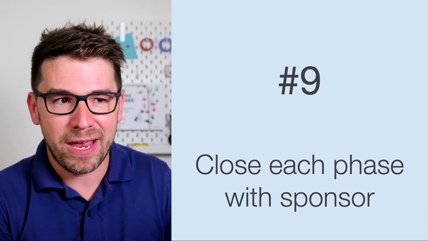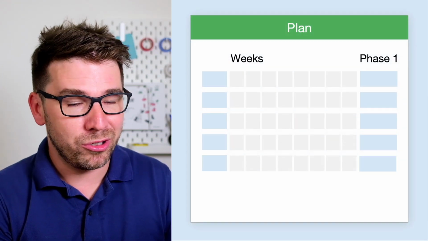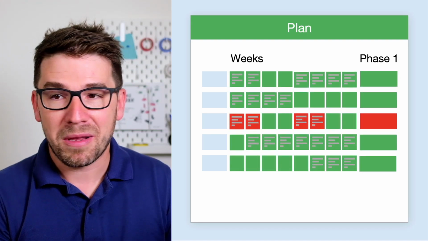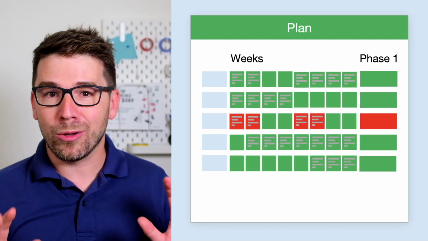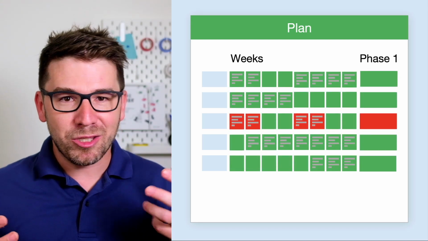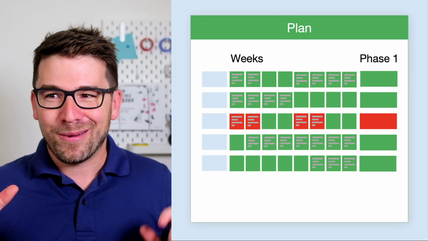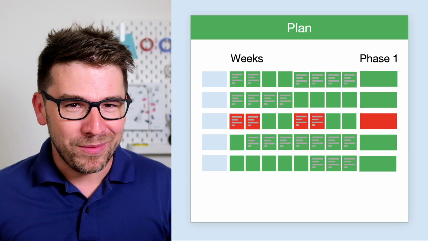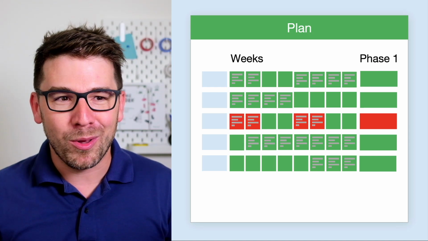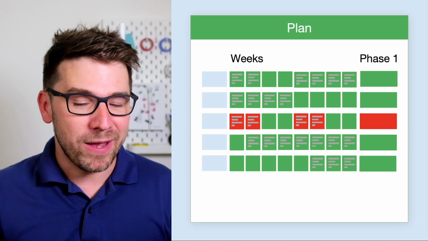Step number 9, after each phase, close it with the sponsor. So after each phase, the project plan that originally looked like that looks something like that now. Ideally, it's all green, but in reality, it's pretty normal. Almost on all projects, it will not go according to the plan, and it's quite normal. Now we have to talk about what to do with it in the next phase.